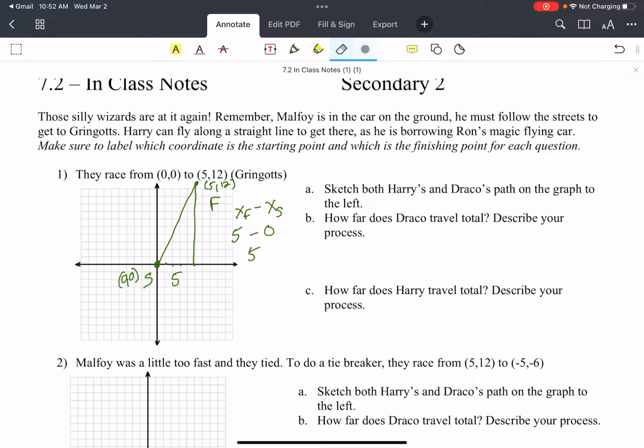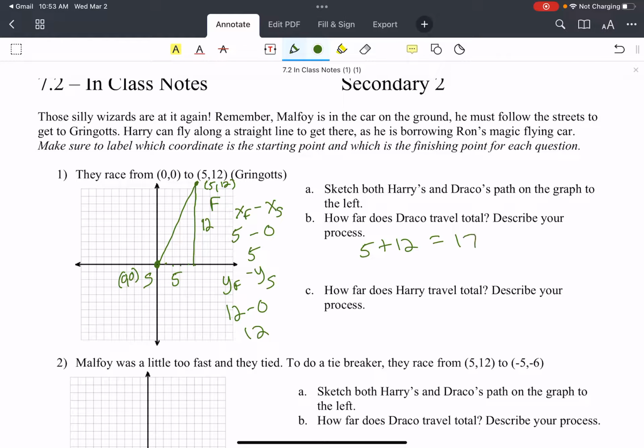Everybody doing okay? Then what about my vertical distance? What's that? 12. So y finish minus y start, 12 minus 0 is 12. I'm sure you're like, Summers, why are you doing all that? I can just count the boxes. For sure, but we're just going to slowly build up to a formula today, okay? Any questions so far? So if I wanted to know how far Draco travels, I would take 5 plus 12, and it would be 17.